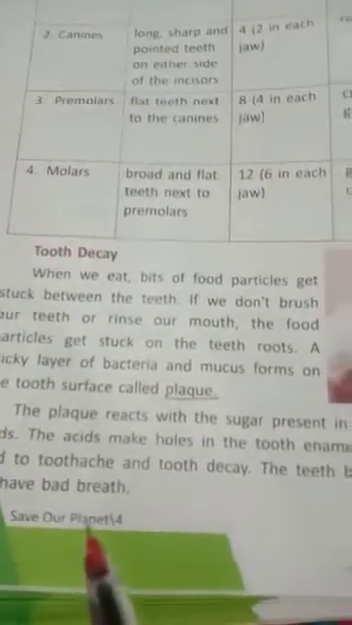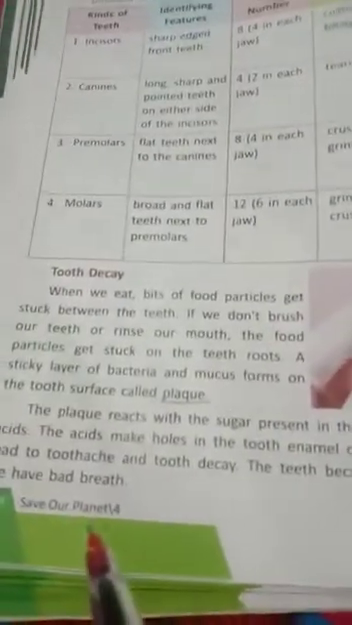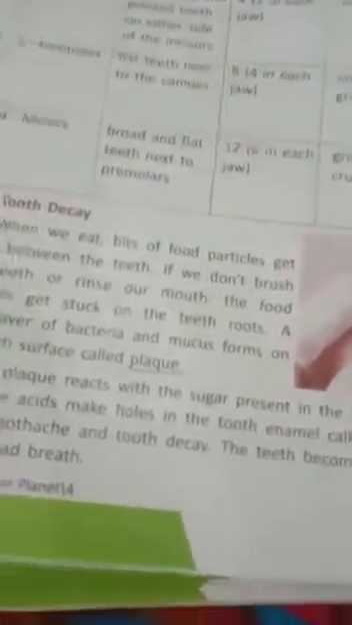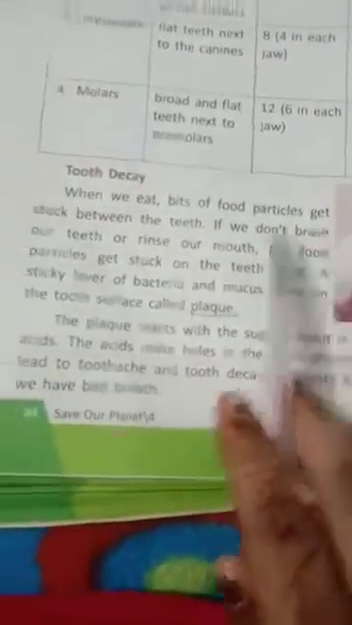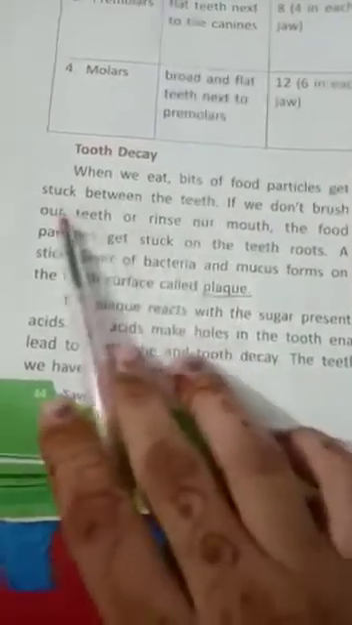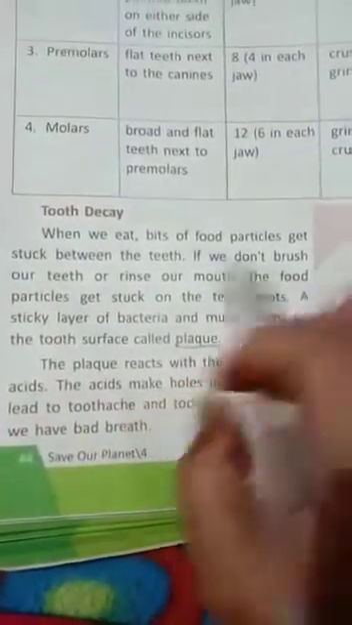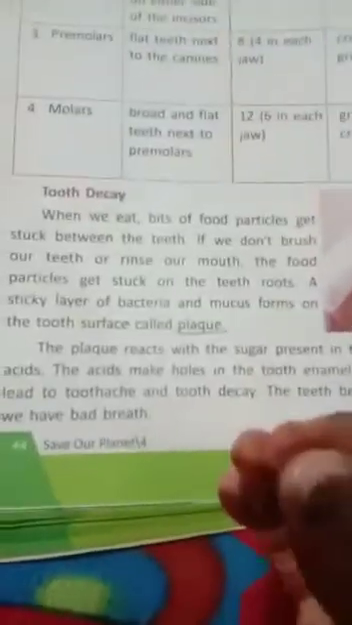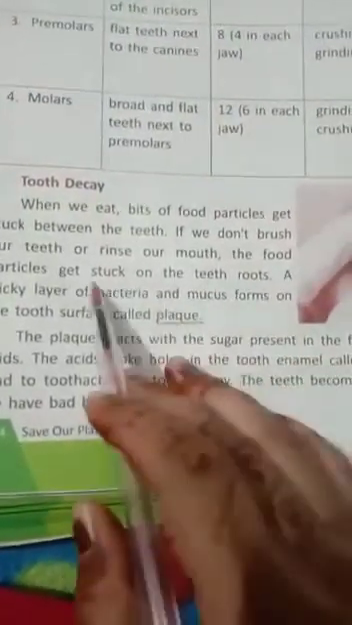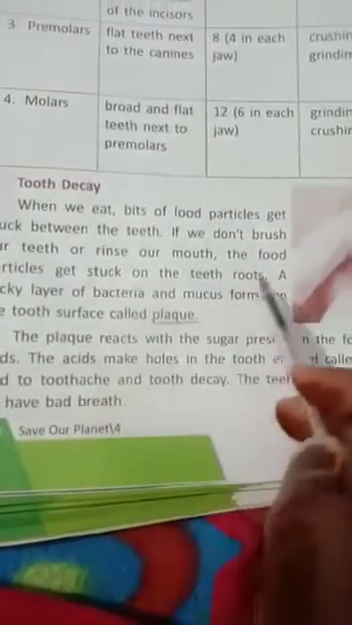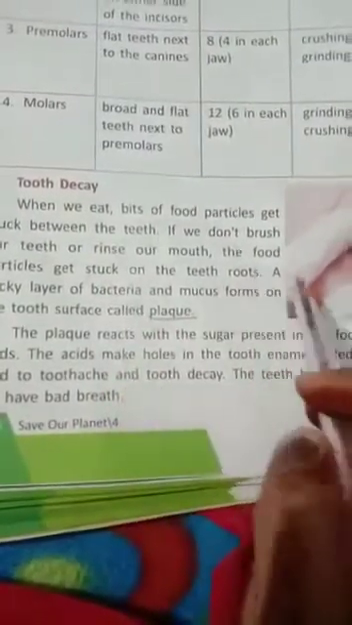Now tooth decay. How does our tooth decay? When we eat food, particles get stuck between the teeth. Stuck means attached. When you eat food, some part is left inside your teeth, and if we don't brush our teeth or rinse our mouth, the food particles get stuck on the teeth roots. Children, when you do not rinse your mouth and do not brush, the particles left inside your teeth stay stuck and attack the teeth roots.